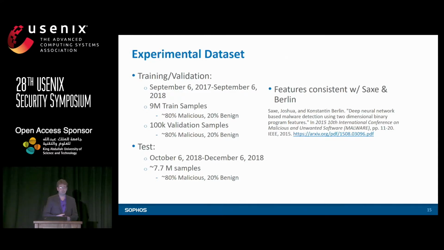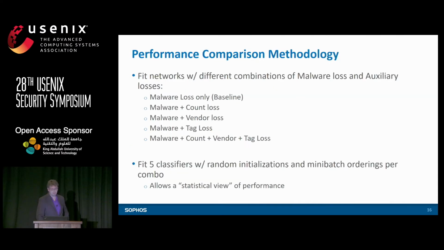So in order to do this, we collected a data set of approximately 9 million training samples with 100,000 validation samples and 7.7 million test samples. Our test data sets consisted of files that were collected temporally after the training data set. So this prevents us from cheating, if you will, during the course of our evaluation. And the featurization scheme that we used was consistent with that derived by Josh Saxe and Konstantin Berlin. The paper referencing that is in the slide.